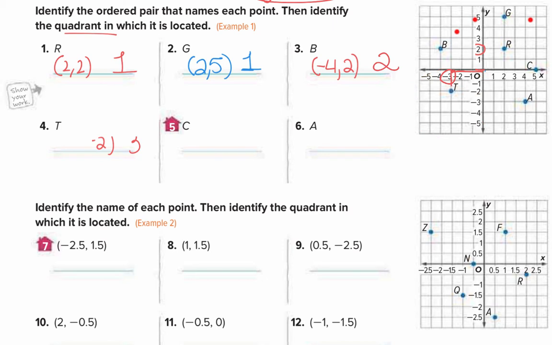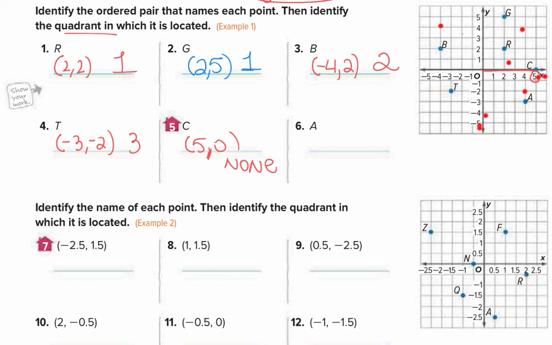Number 5 is letter C. So I have to go to the right 5, and then I go up or down 0. So my ordered pair is going to be (5, 0). The quadrant is going to be none, because it's not in any of the quadrants, it's on the x-axis. So if it's on the x or y axis, it's not in a quadrant.